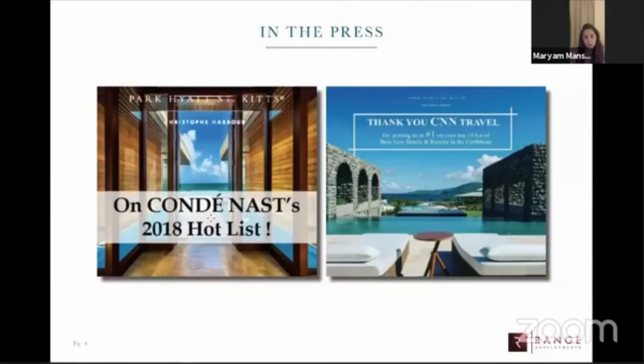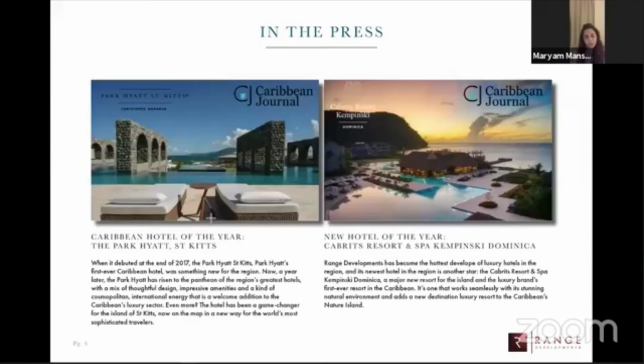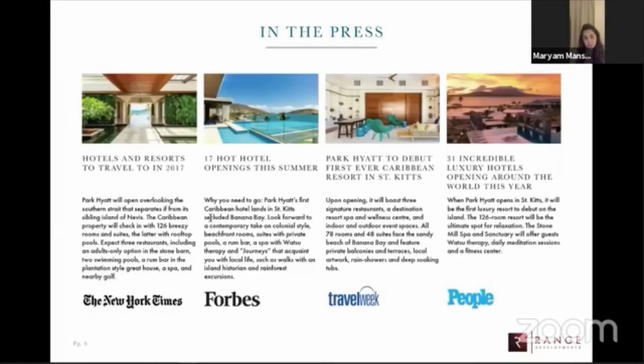These are just pictures we can flip through, and we've already discussed them in our video. Condé Nast and the new Park Hyatt, Kempinski, all the awards that we've won makes a difference to us as a developer, and obviously makes a huge difference to our clients in terms of the assets that they have invested in.